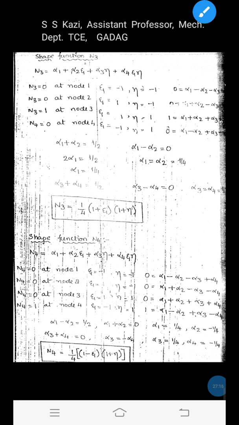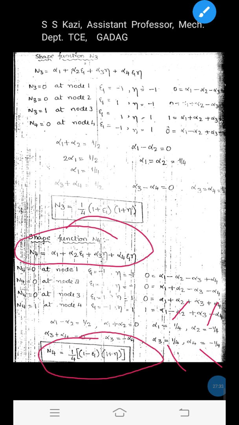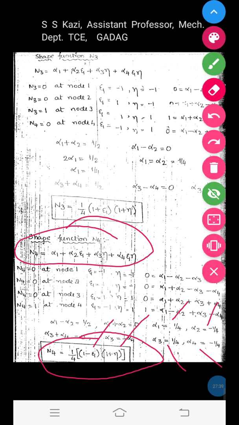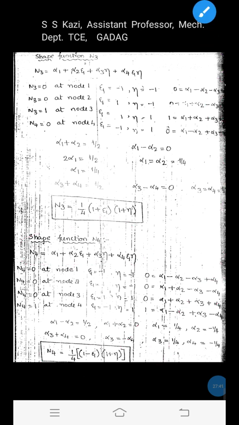Here alpha 1 is 1 by 4, alpha 2 is minus 1 by 4, alpha 3 is plus 1 by 4 and alpha 4 is minus 1 by 4. By substituting back these alpha 1, alpha 2, alpha 3, alpha 4 values into this equation, we will get N4, that is, shape function N4 is given by 1 divided by 4 into 1 minus zeta into 1 plus eta. Like this, by using the polynomial method of shape function, we can derive the shape functions N1, N2, N3 and N4.